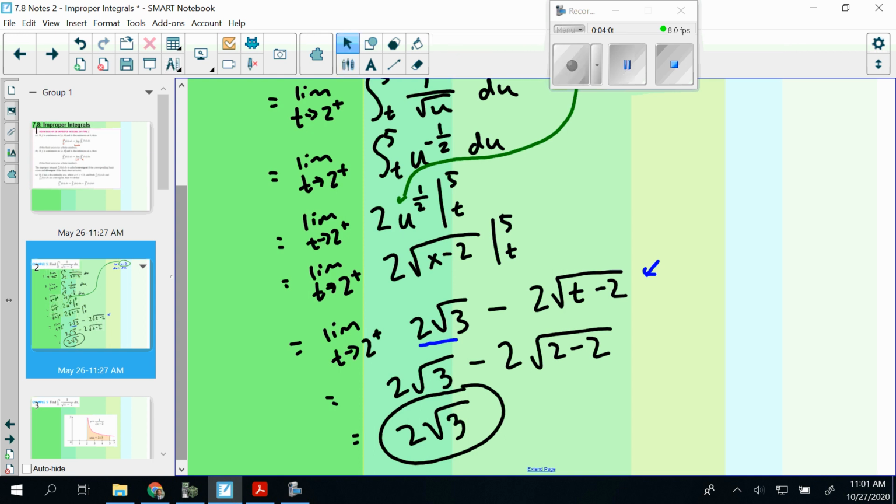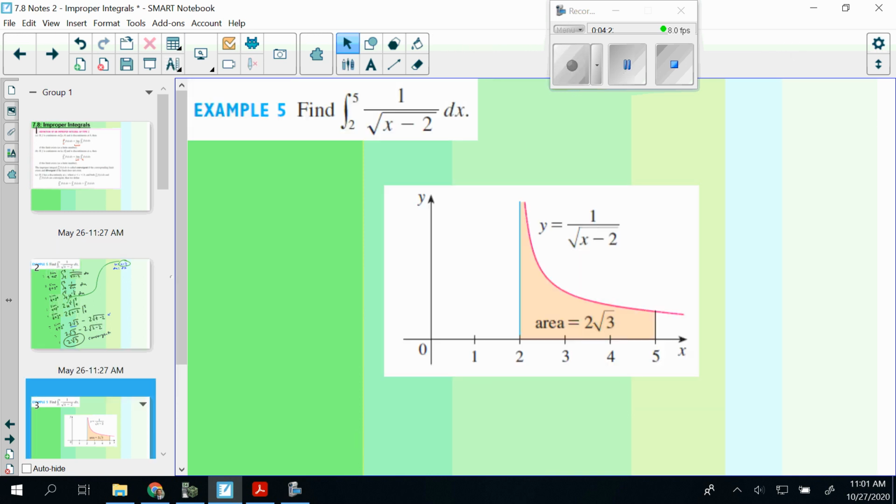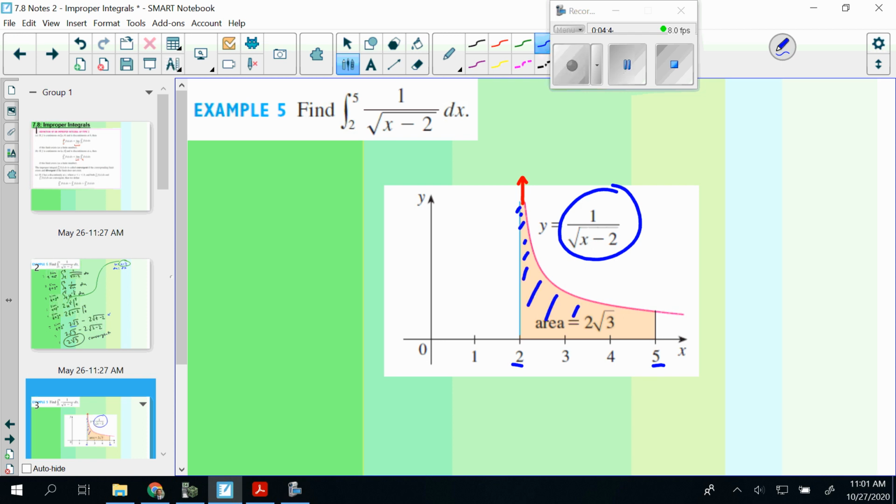This does have an exact answer, and like we did before, we'd say this one is convergent because the amount of area is a finite number. So here's a graphical picture of this one. Here's the graph of 1 over the square root of x minus 2 from 2 to 5. There is an asymptote here, but this graph, as we continue up, is approaching that fast enough that there is a finite amount of area in this, and that area ends up being 2 square roots of 3.